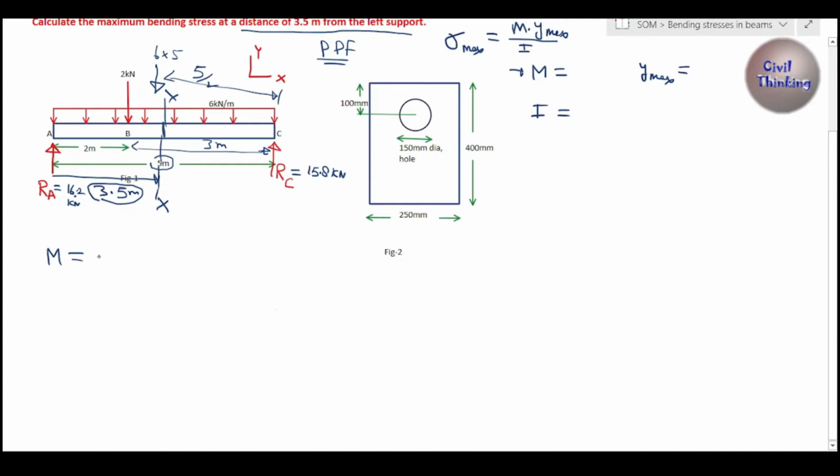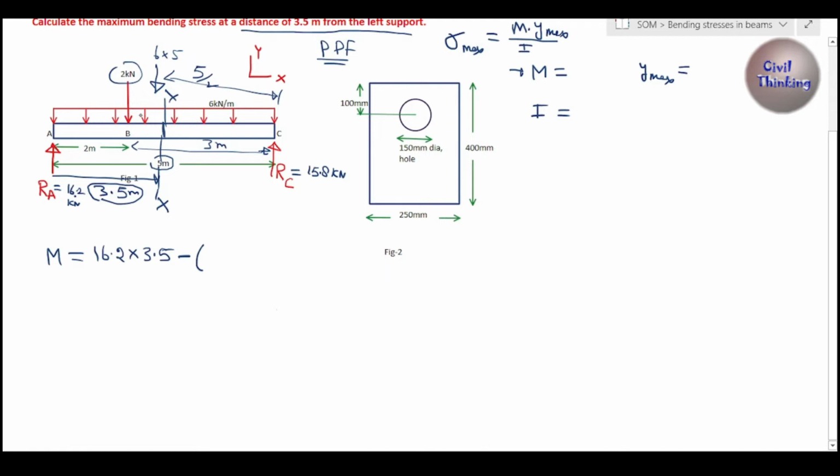So reaction is 16.2 multiplied by distance is 3.5, right? So it was due to RA. Now here is a point load 2 kilonewton. Because it's acting downwards, it will exert an anti-clockwise moment, so I will use negative here.